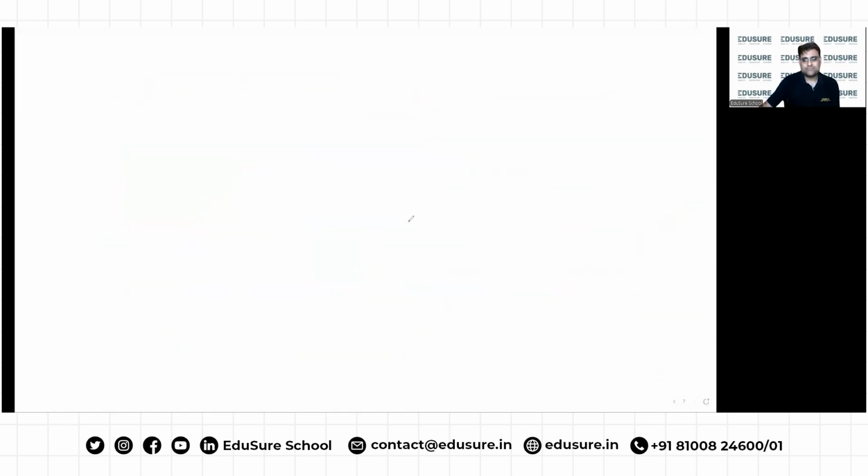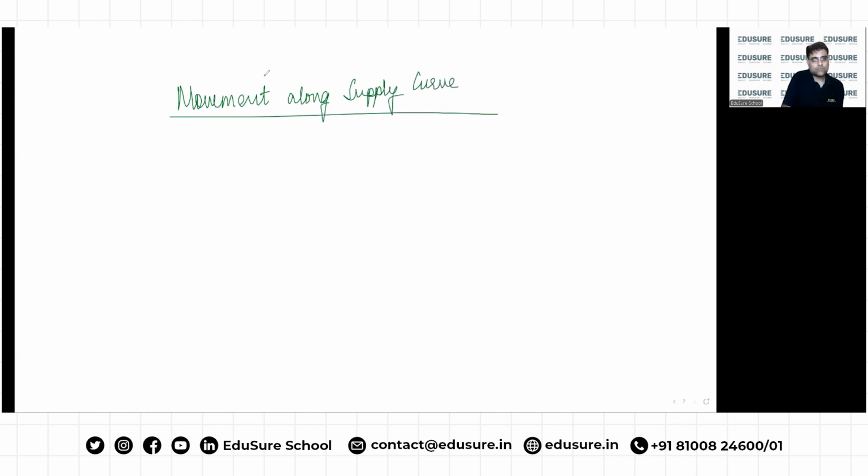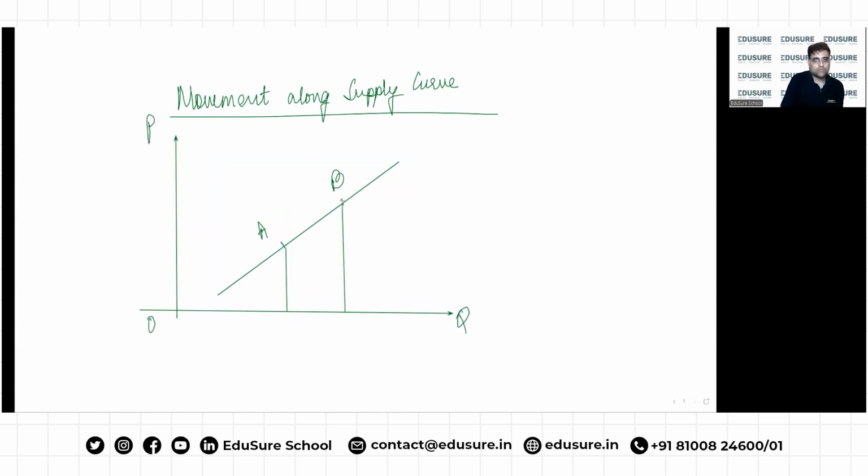Let's give examples very quickly. It's self-explanatory, but it's important to put it in the diagram. Movement is happening because of an increase in the price.